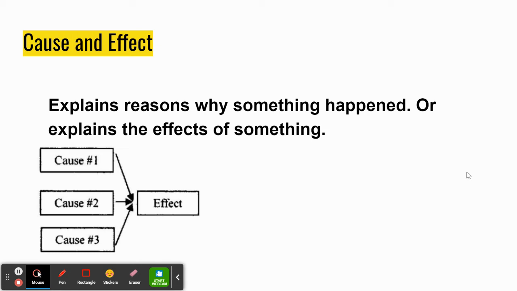So maybe you're in science class and you were reading about natural disasters, okay? Maybe you're reading about a tornado, okay? So the effect would be the tornado, and then what caused the tornado. So maybe hot and cold air meeting, an unstable atmosphere. I don't know enough about tornadoes to go all the way through here. But you're trying to figure out what caused the tornado, and that would be a cause and effect text structure.